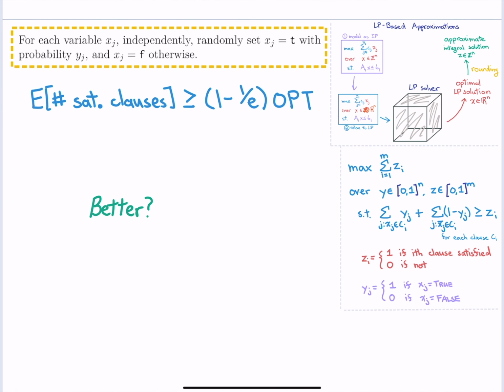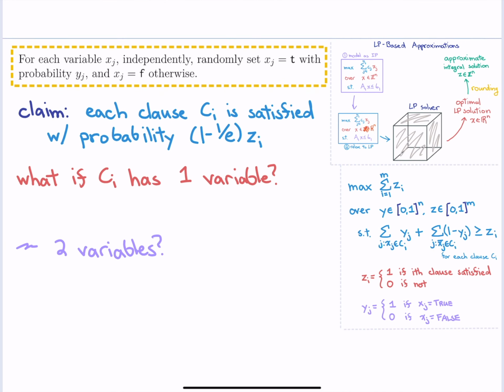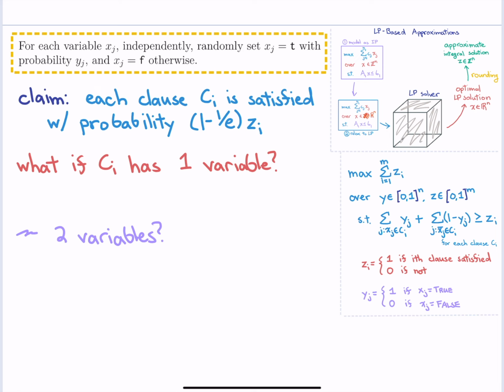Okay. All right, so now the next question is, can we do better? We show that a particular clause is satisfied with probability 1 minus 1 over e times zi. We have to use that inequality, 1 plus x is less than or equal to e to the x. And we have to use some inequalities, and those aren't exact, right? It's just a less than or equal. So we might have lost a little bit of value.